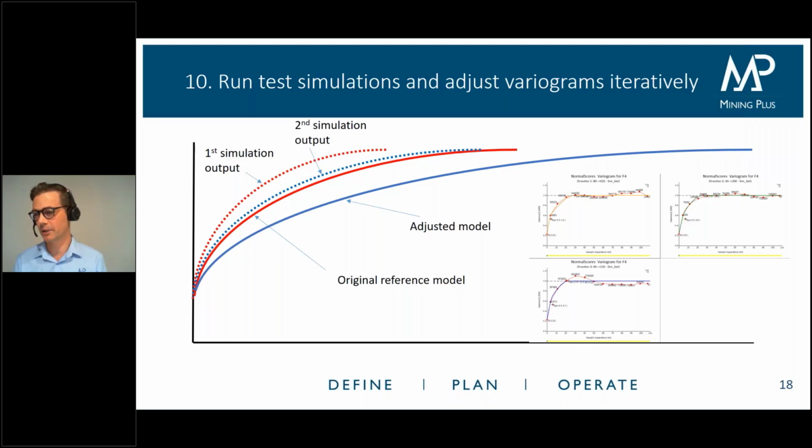And there's some examples in the little inset there of some of the simulation outputs plotted as the experimental variogram with the red dots, and the original reference models that were used for each of those variables.